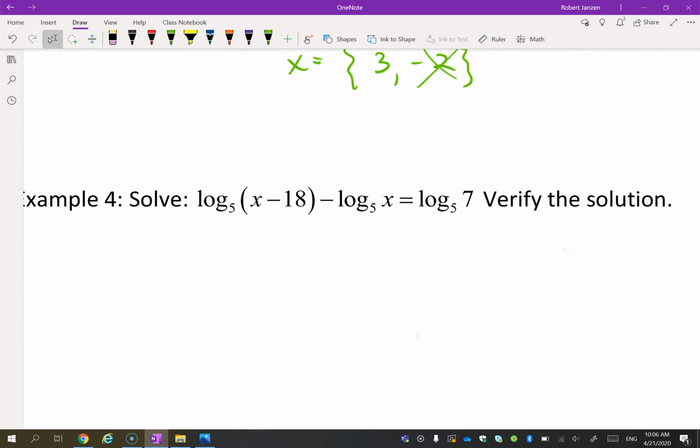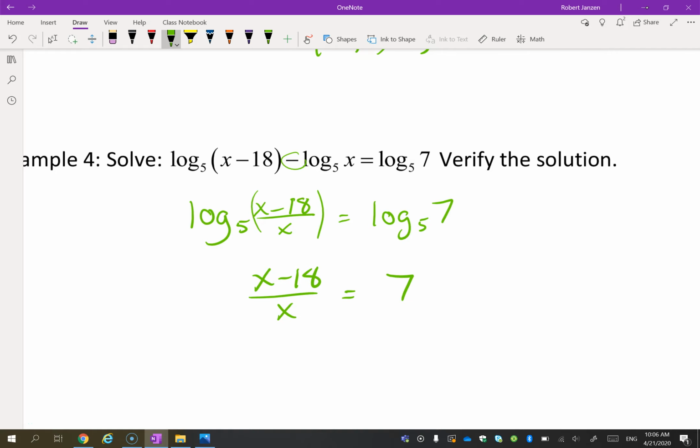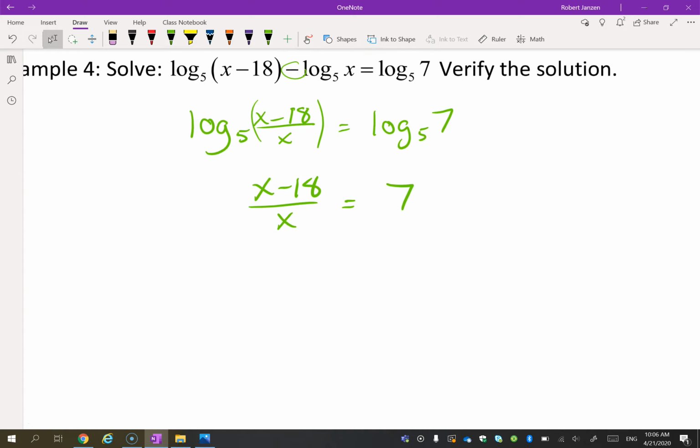Alright, one more type 2. Let's condense these. If I have a subtraction, that means I'm going to turn this to divide. Since they both are log base 5, I can make the two somethings equal each other. How do I solve this? Well, let's change it to a fraction and cross multiply. You get 7x equals x minus 18. So 6x is negative 18.